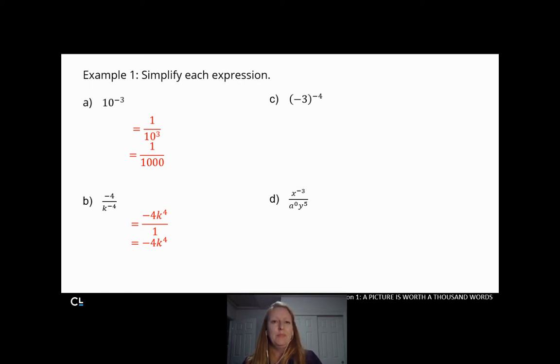Yay. As I look at C, I'm not worried about the negative 3 for my base. I'm worried about that negative exponent. So this is actually very similar to A, where I can make that exponent positive by flipping my base.